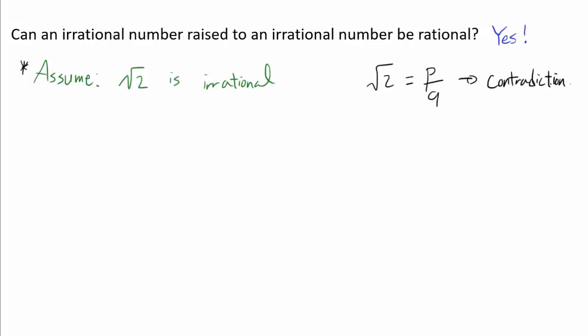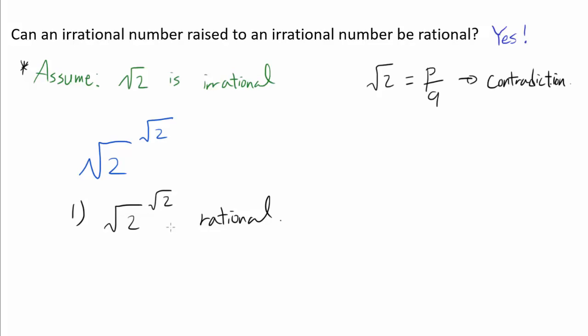And now let's consider the number square root of 2 raised to square root of 2 power. Now there are two ways of going from this. First way is that maybe square root of 2 to square root of 2 power is rational. And in this case, we have an irrational number, so square root of 2 is irrational, raised to an irrational power, and we got a rational number out of it. So in this case, we're done. In this case, we have shown that irrational to irrational can be rational.